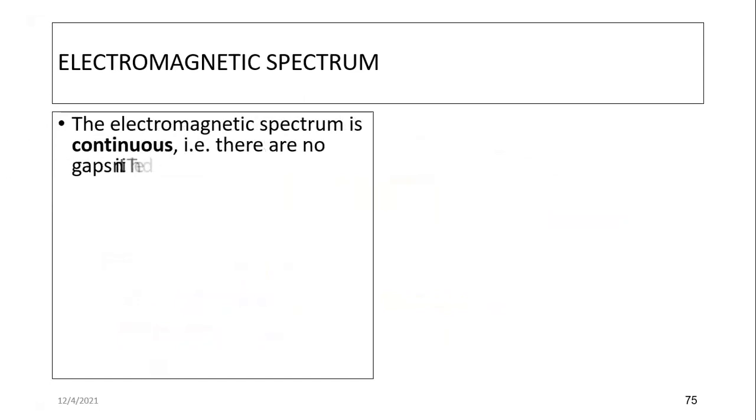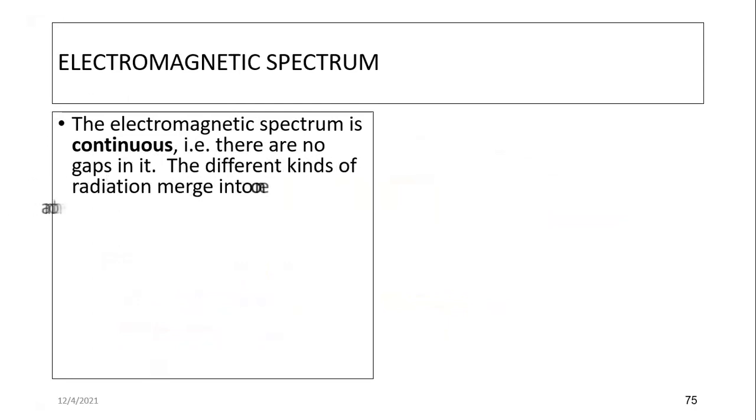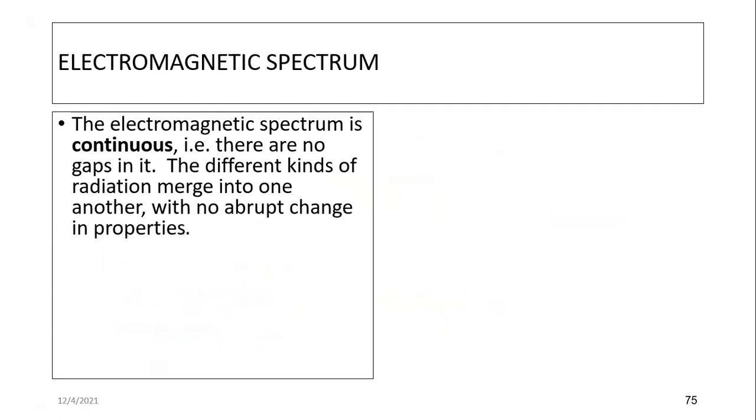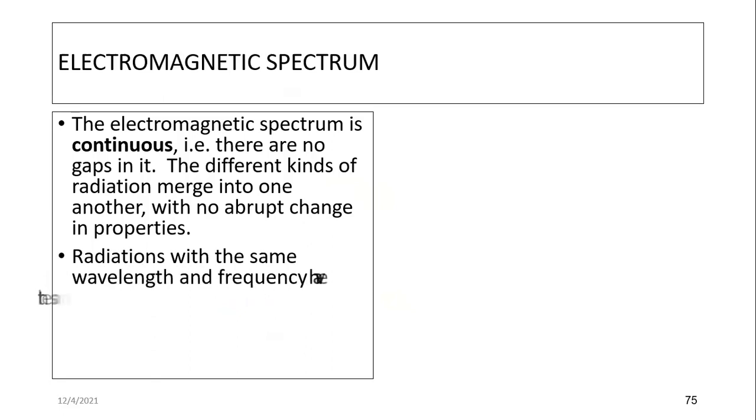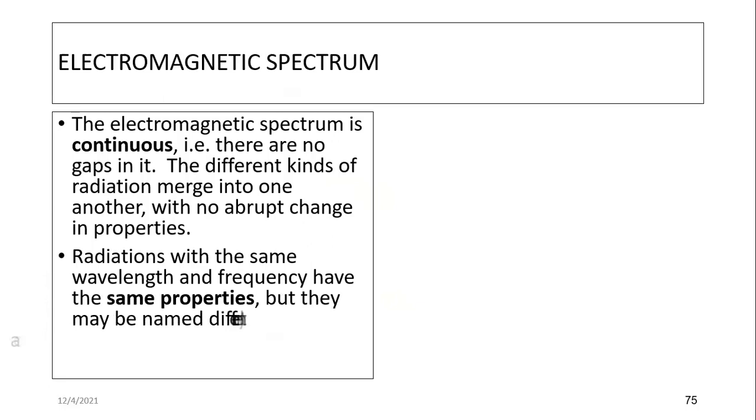Right? It's a continuous spectrum. That means there's no gap there. You've got all the wavelengths there, all the frequencies there. Different kinds of radiation merge into one another with no abrupt change in properties. Radiation with the same wavelength and frequency have the same properties, but they may be named differently according to their origin, how you produce it. That's all.